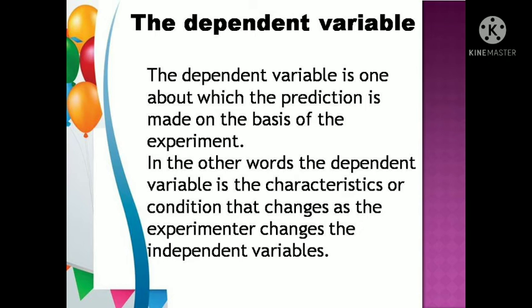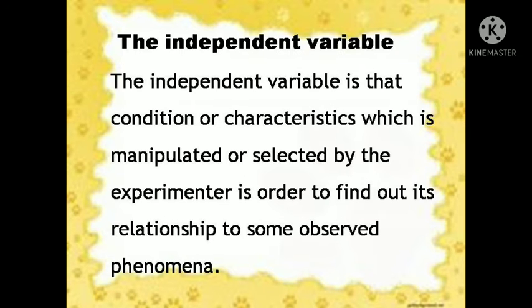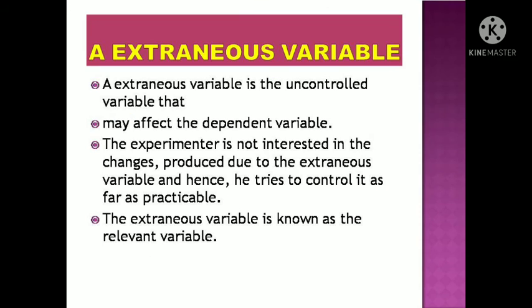The independent variable. Independent variable is that condition or characteristic which is manipulated or selected by the experimenter in order to find out its relationship to some observed phenomena. The extraneous variable. An extraneous variable is the uncontrolled variable that may affect the dependent variable.